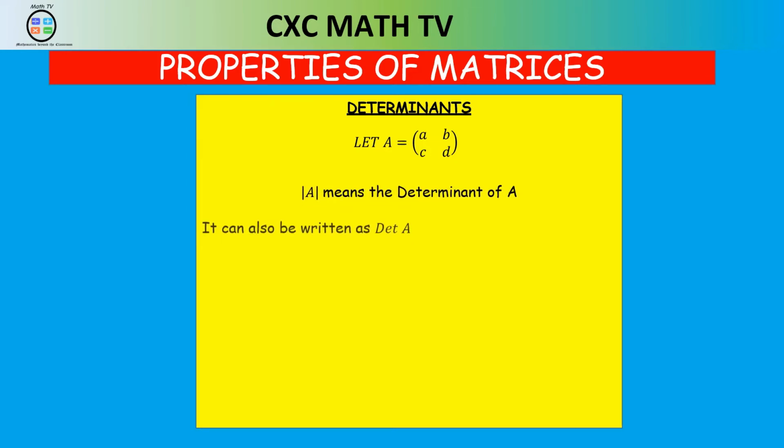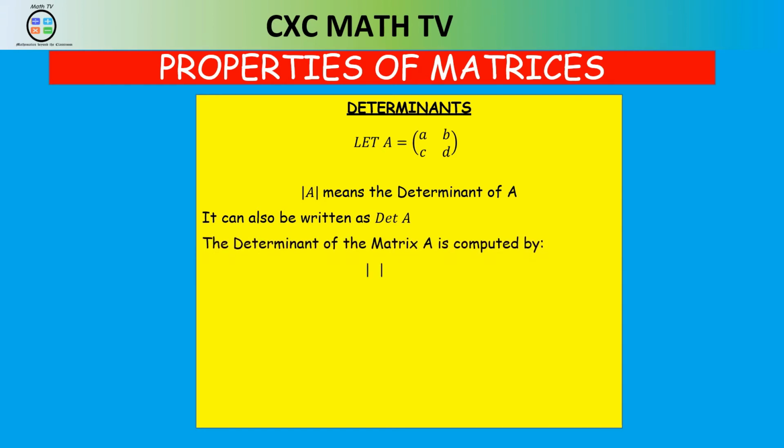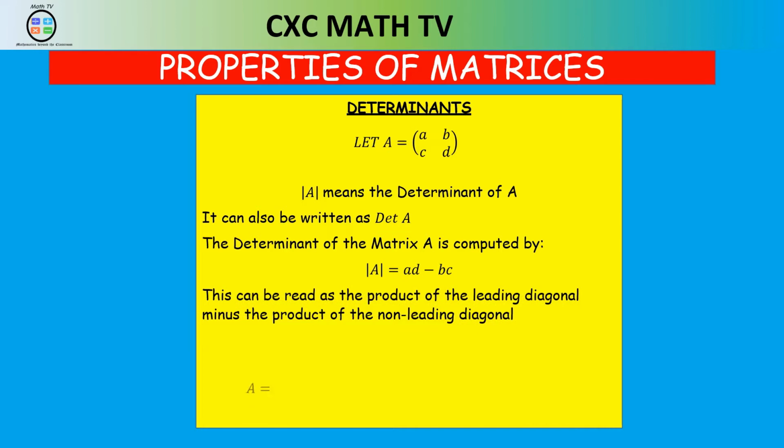Now, the determinant of a matrix A is computed by AD minus BC. This can be read as the product of the leading diagonal minus the product of the non-leading diagonal. So look at it this way. To find the determinant of A, we multiply, look at that blue arrow there, A times D, minus, look at the next arrow, B times C. So it's the product of the leading minus the product of the non-leading. That's how we find the determinant.